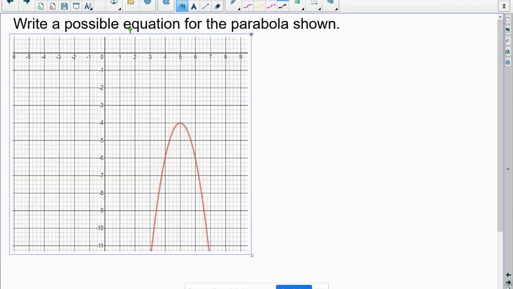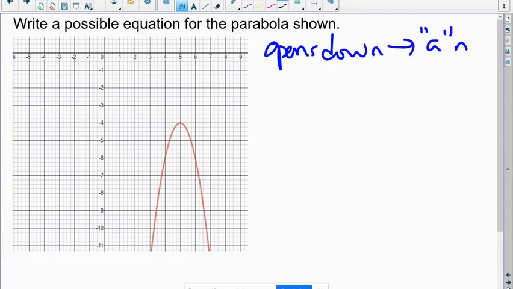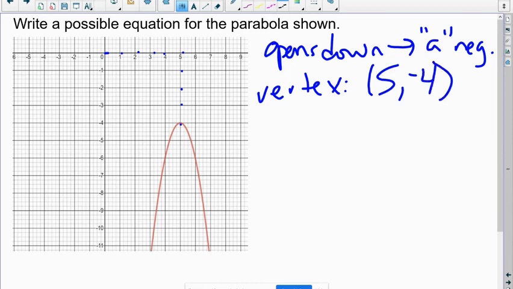What if I want to go backwards? What if I want to write a possible equation for this parabola? All right. Now, the first thing I notice is that it opens down. And that tells me my value for A is going to be negative. We don't know exactly what number it's going to be, but we know it's going to be negative. All right, then let's look at our vertex. If I find the ordered pair for my vertex, starting at the center, I see I go 1, 2, 3, 4, 5 to the right. And then I'm going to go down 1, 2, 3, 4. So 5, negative 4 is my vertex.